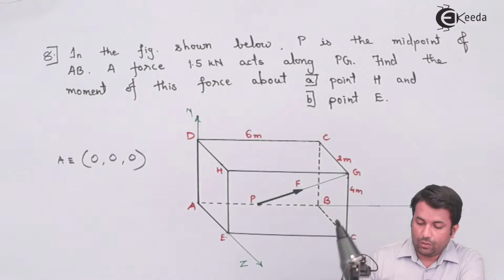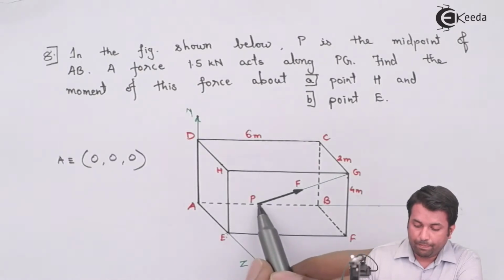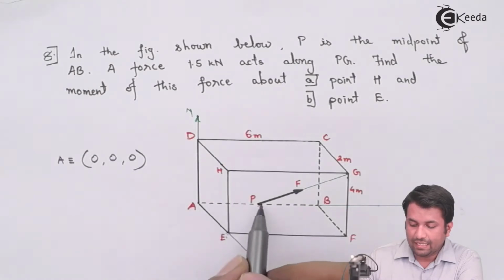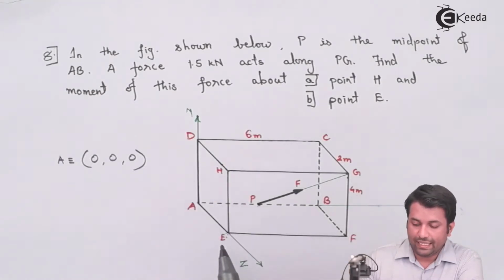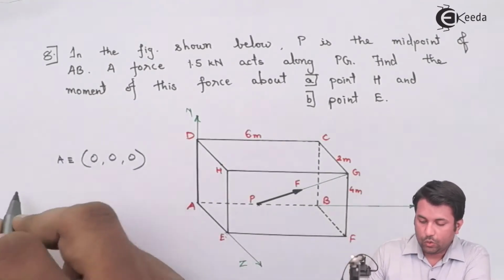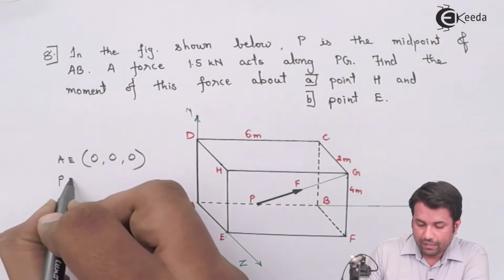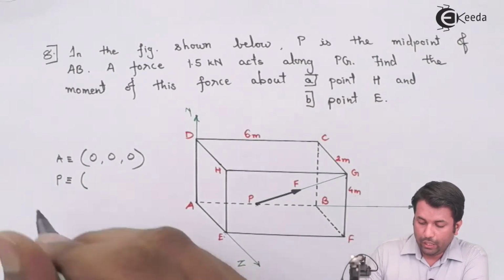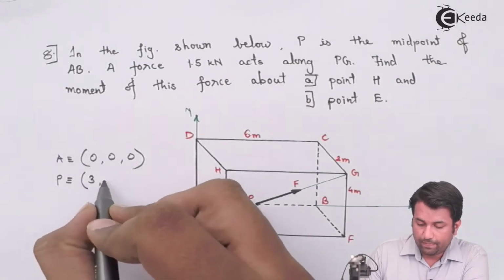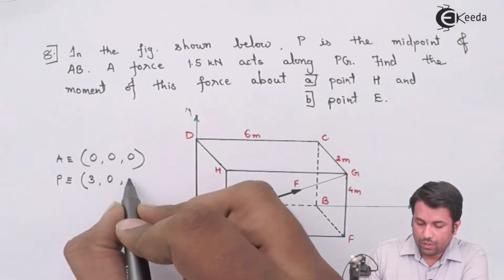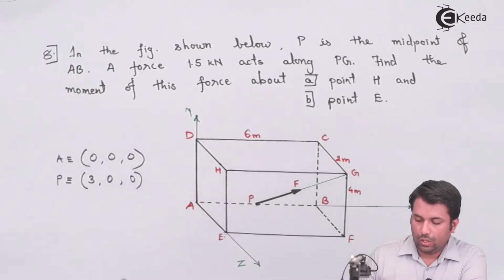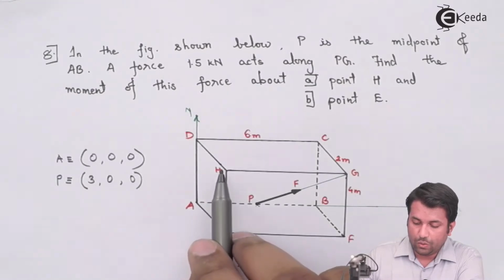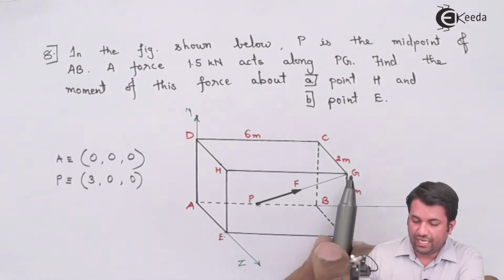So I need to find out the coordinate of point P. Since this point P is lying on the x-axis, I'm not having the y and the z coordinates in that. So point P will have the coordinates as, it is lying at the midpoint, so it should be 3, y is 0, z is 0. So this is done. Next is, I need to find out H, E and G as well.